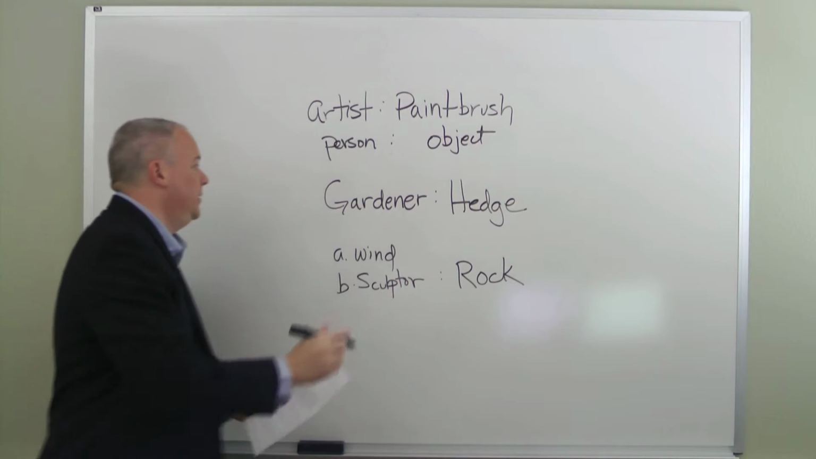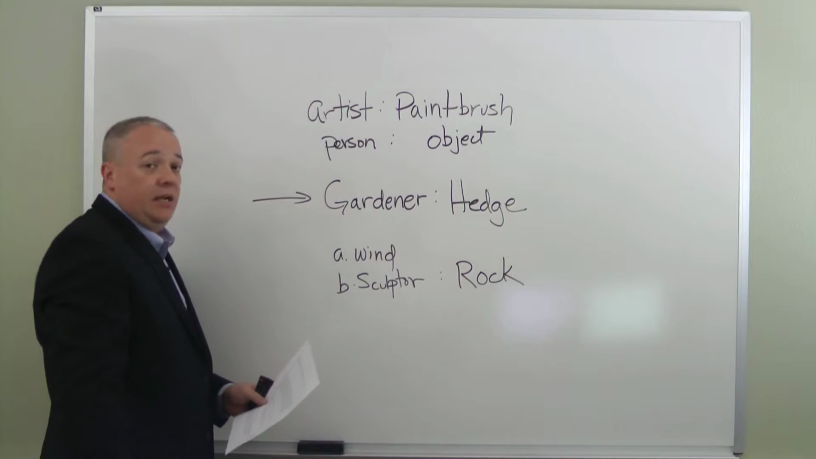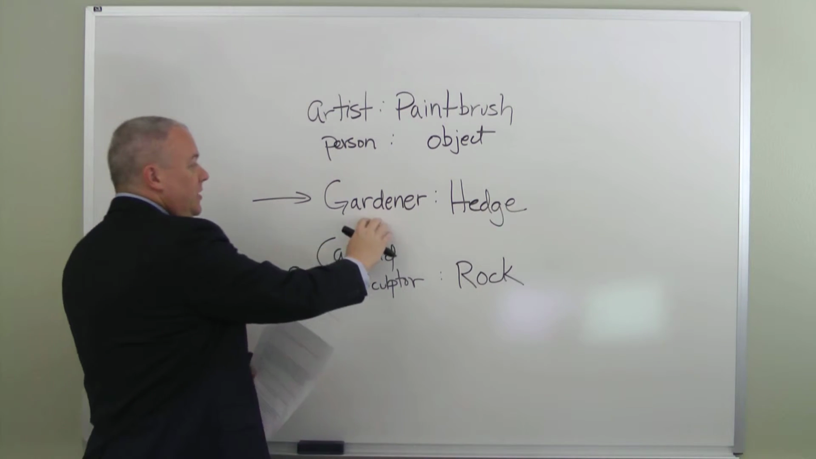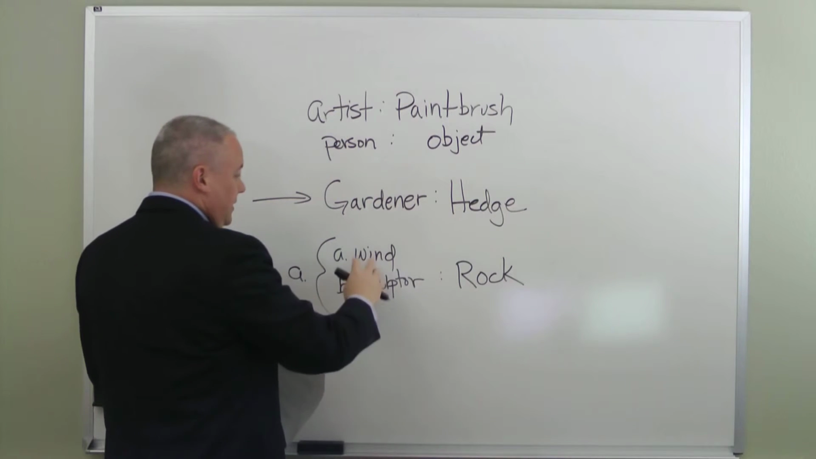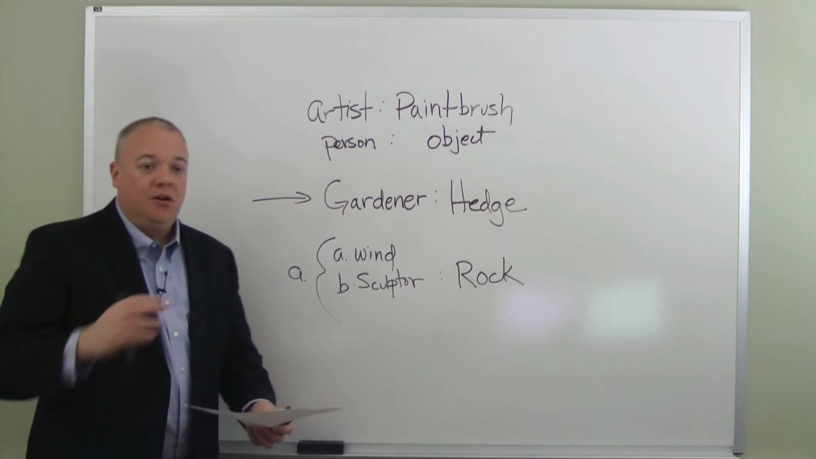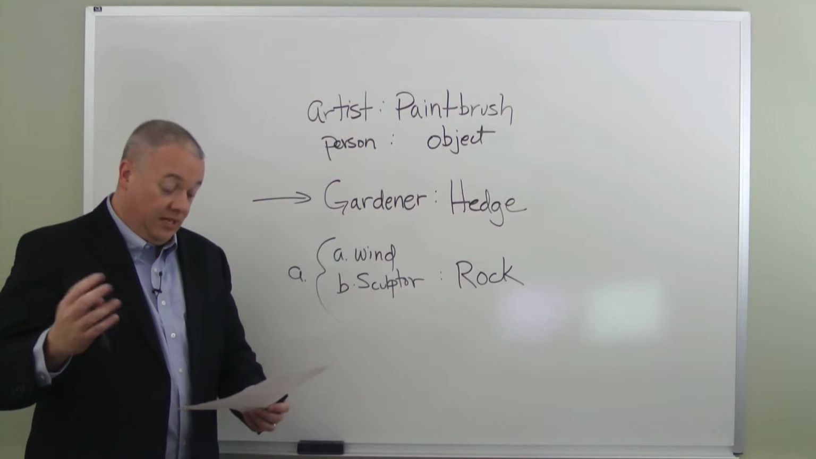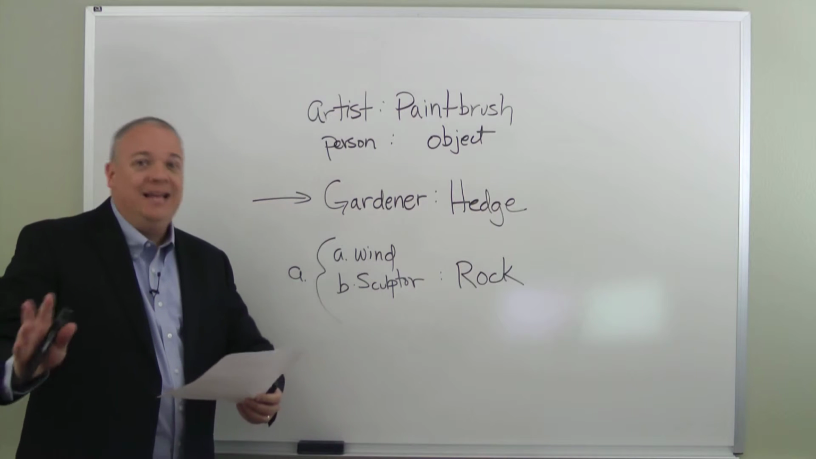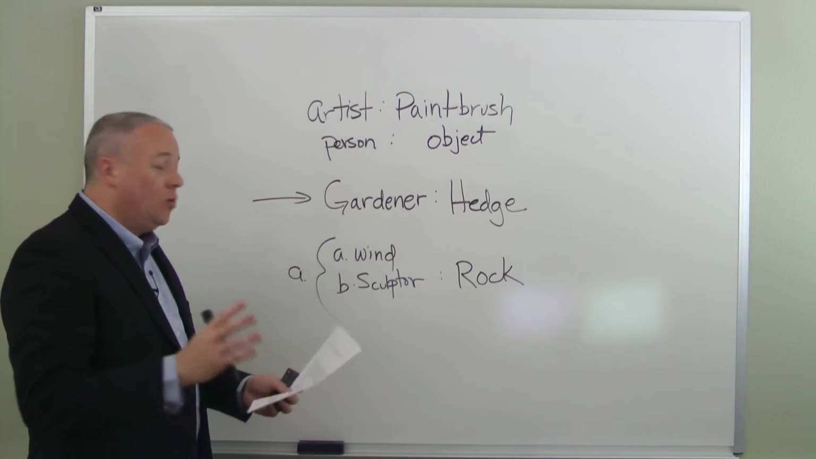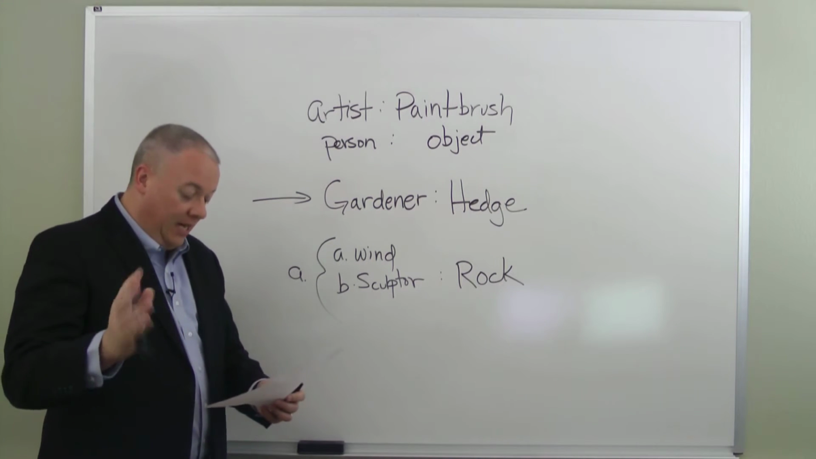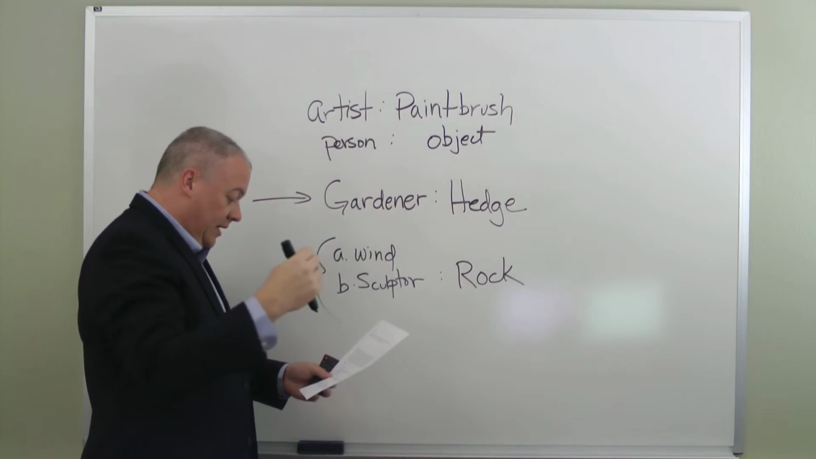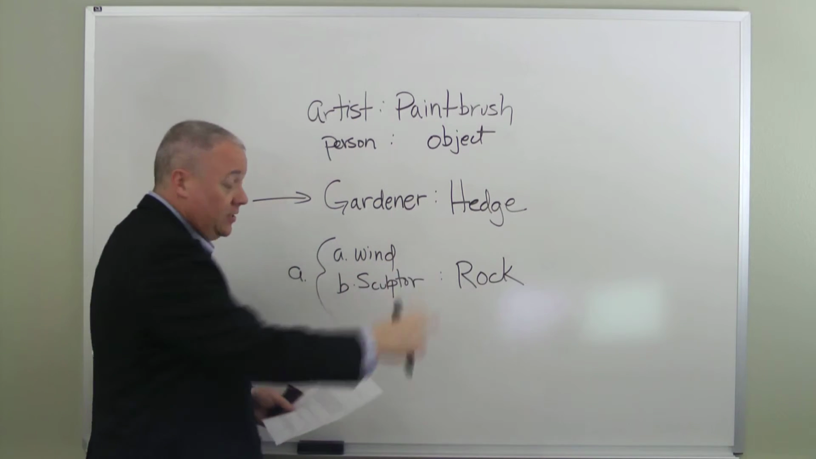All right, in our example here, this is the beginning example. These are the possible answers. The beginning example says, gardener is to hedge as either wind or sculptor is to rock. So you might say, well, the gardener trims or cuts the hedge, or even cuts away the hedge. And by making that sentence, you've made a relationship between them, and you sort of understand what gardeners do to hedges. Now, when you come down, though, you might say, well, wind cuts away the rock.